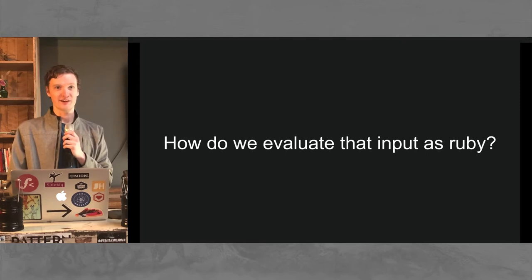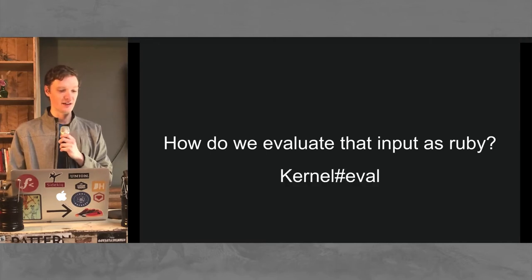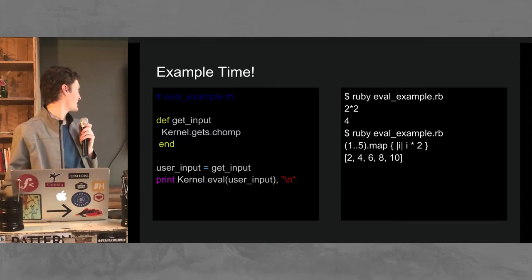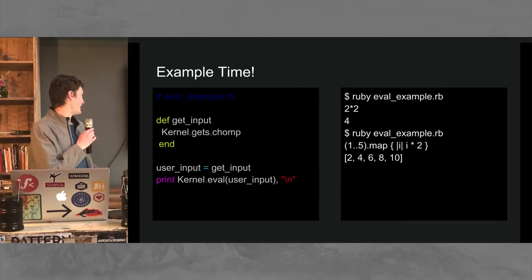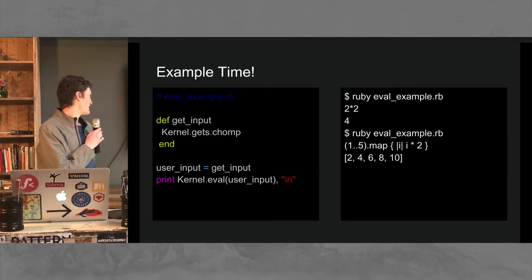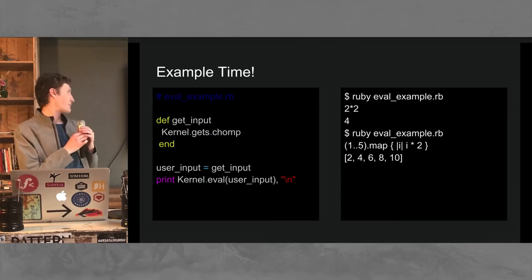That seems like it'd be trickier, but really it's just about as trivial. There's another Kernel method for that, and it's just eval. What eval does is accept a string and a couple of optional parameters that we'll talk about later, and it will run the string you provided as Ruby and give you the return result afterwards. So here's a quick example of that. In this case, I use a get input method to capture what the user types, and then we pass that right on to Kernel.eval, and then print it back out.